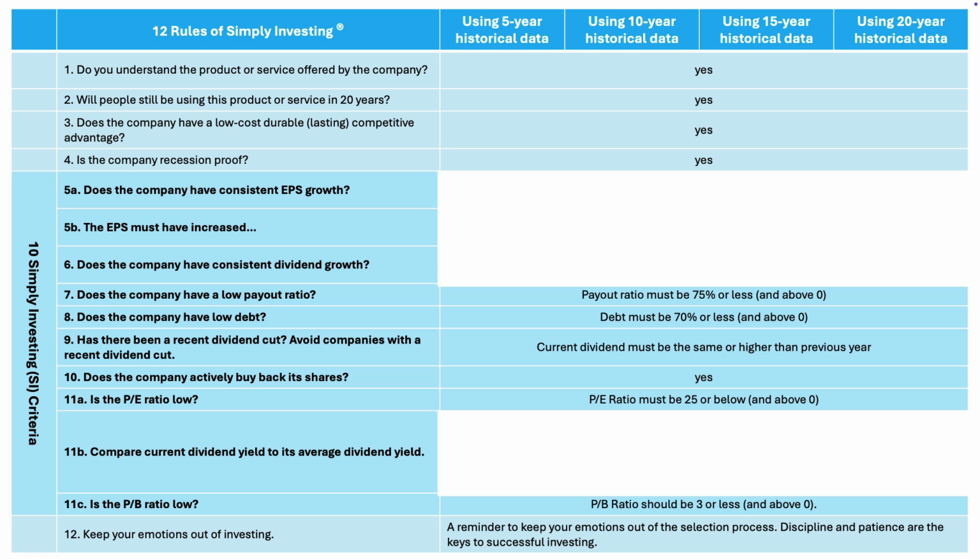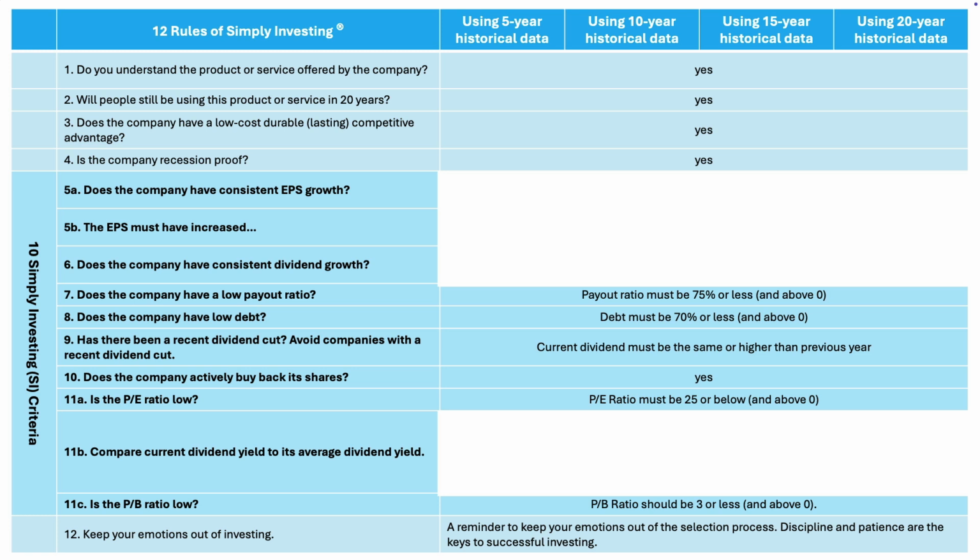Now, you'll notice that some of the rules here, out of the 12 Simply Investing rules, are exactly the same, regardless if it's 5 years, 10, 15, or 20 year. So the criteria to pass those rules is identical. For example, you can see it up on the screen here. Rules number 1 to 4, they always have to pass. Doesn't matter if you're looking at 5, 10, 15, 20 year data. Same thing with rules number 7 to 11A. Always the same criteria here.